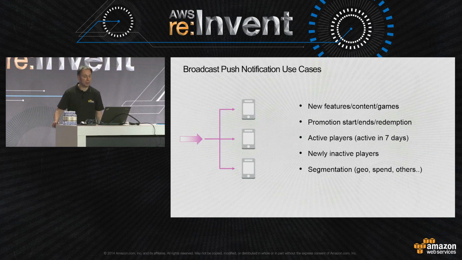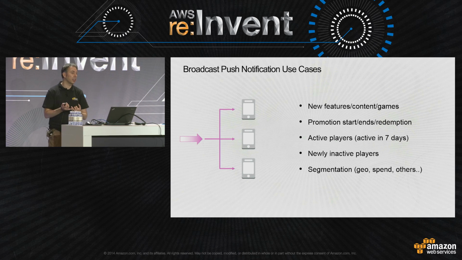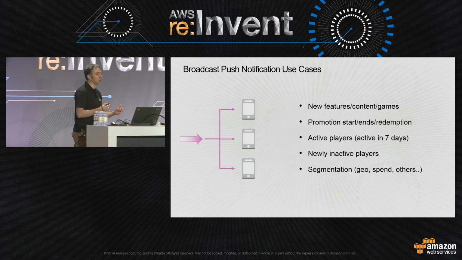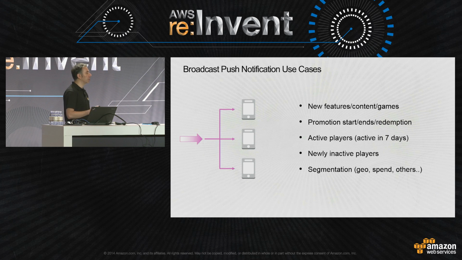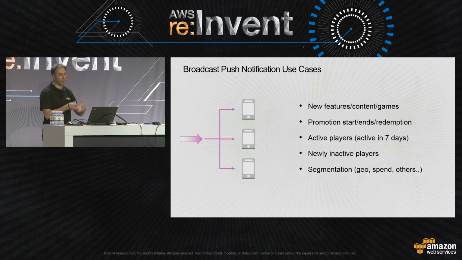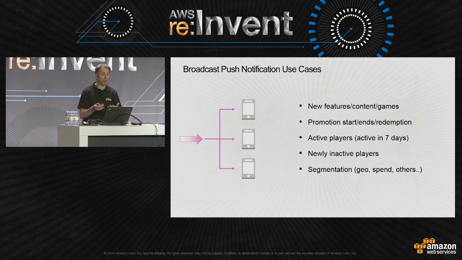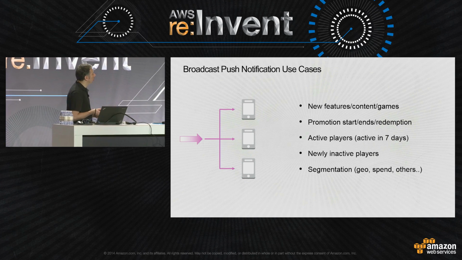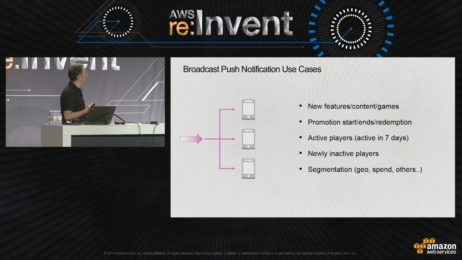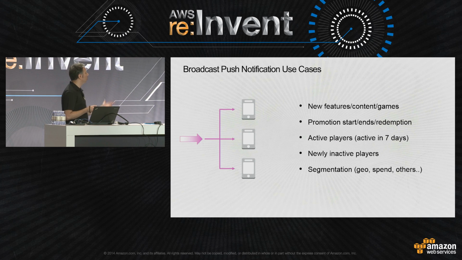An example of this is when you release a new feature or new content. It's very common for a game to send a message that tells you a new level is available, you can go here, it's a free level, or maybe it's something that the user will purchase, but it's a good way to promote the content. You can also send messages to a very large segment of your users, all your active users, or the users that stopped using your application in the last week.